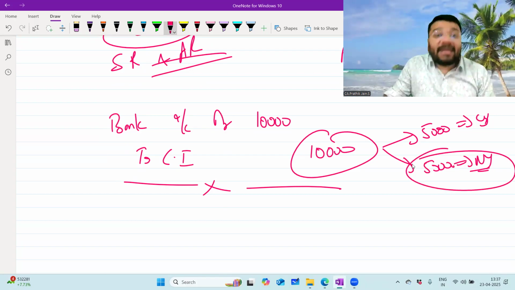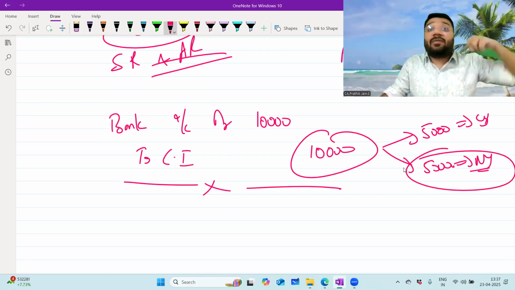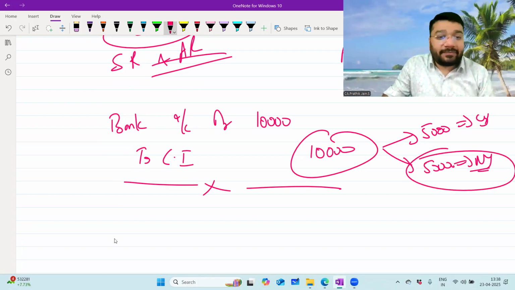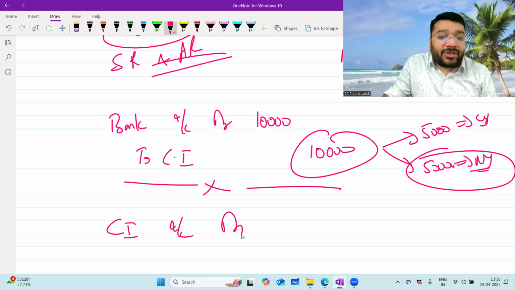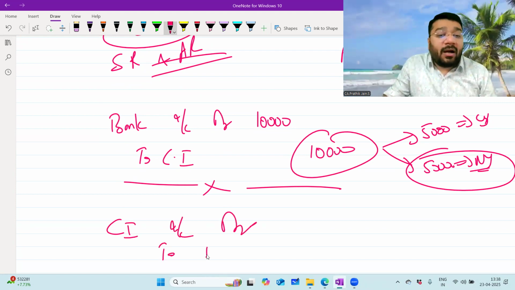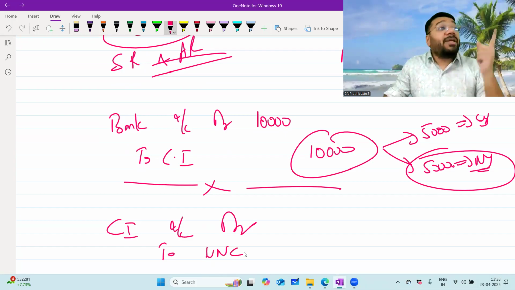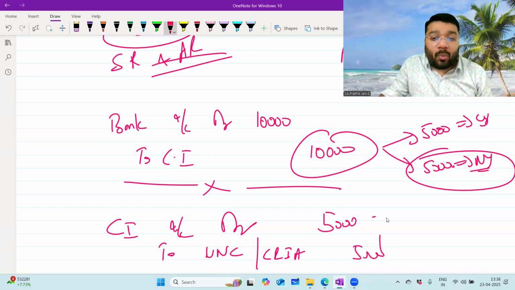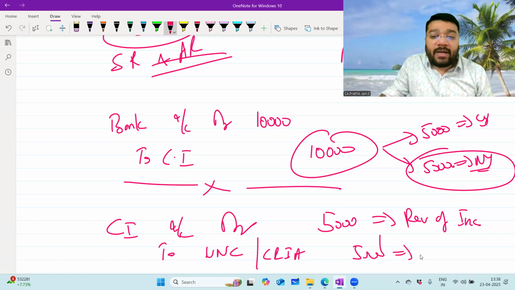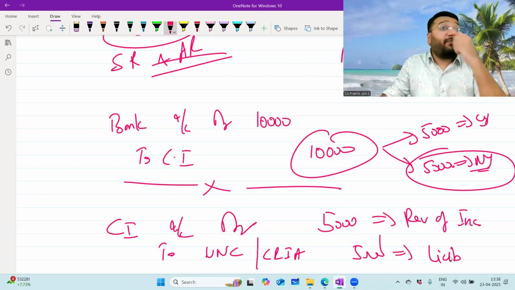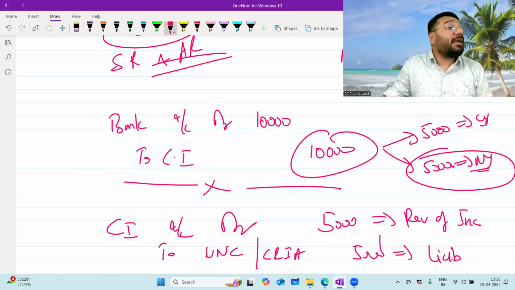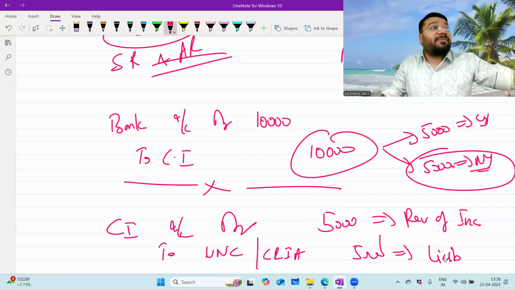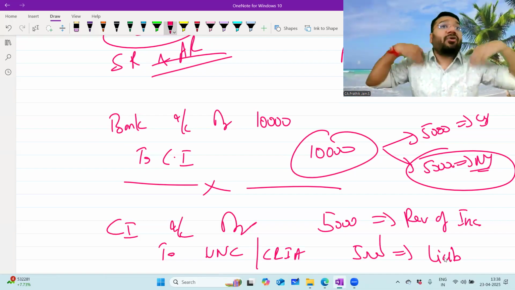So now I have to reverse the income. Income is currently in credit. To reverse, I have to give a debit. What is the entry? Commission income account debit, to unearned commission or commission received in advance. How much? 5,000. This is the reversal of income. What is this? Liability. Because if in future we do not give the service, we have to refund this money back.